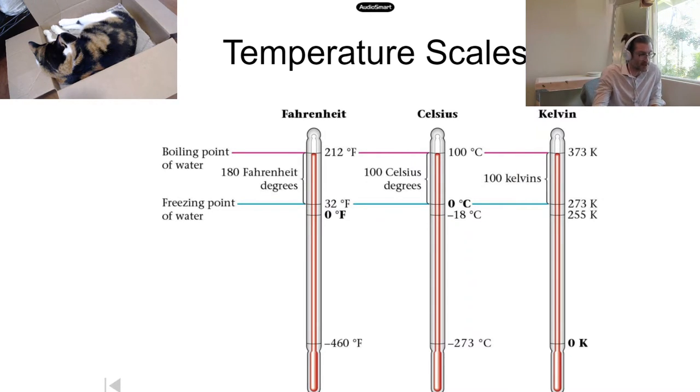Units of Kelvin are the same as the units of Celsius. So 100 Kelvins is the same as 100 degrees Celsius. I do want to point out, however, that Kelvin doesn't use the degree sign. So 0 Kelvin is just 0 Kelvin. It's not 0 degrees Kelvin. It's just 0 Kelvin. All right.